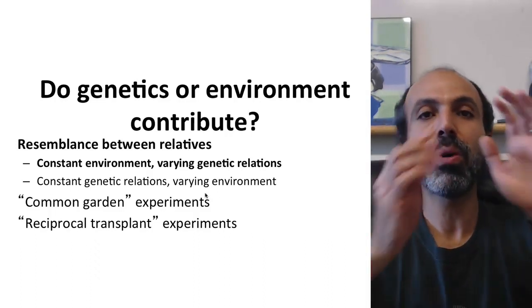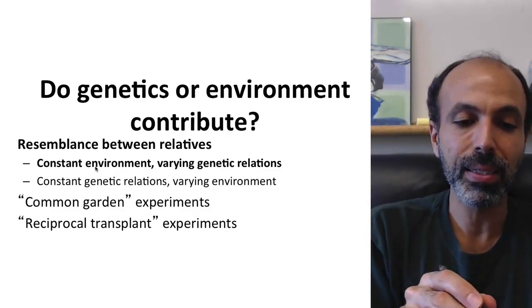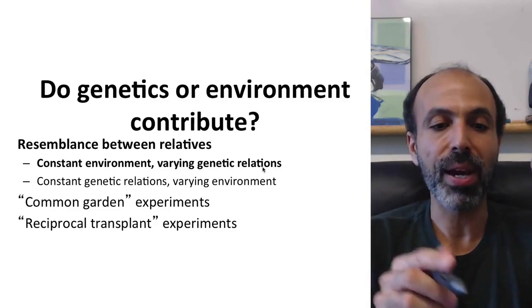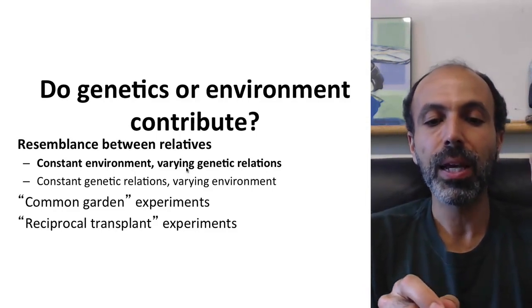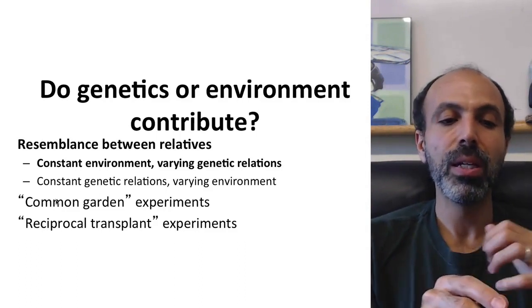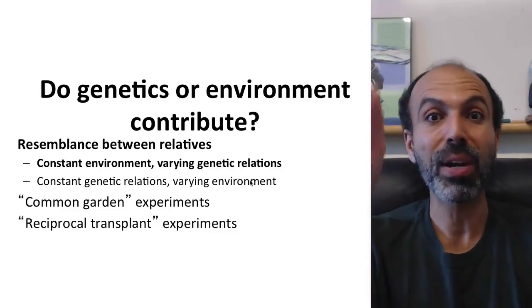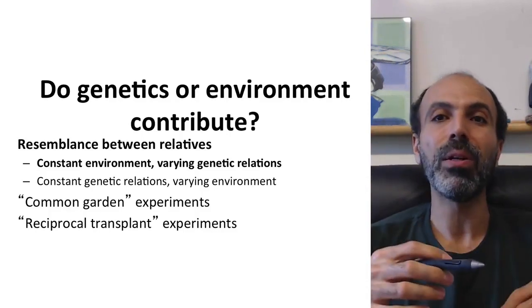The idea here is we want to separate genetics from environment. We want to keep one side constant and vary the other and see if there's an effect. If we keep the environment constant, we vary the genetics, and we see an effect, then there must be some genetic contribution. If we keep the genetics constant, we vary the environment, and we see some sort of effect on the phenotype, then there must be an environmental component.